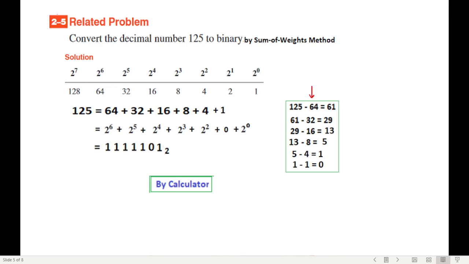So let's see, calculator mode change 4. Now we have decimal value, so it is showing decimal, so we'll write 125. Sorry, it is just jumping. So 125 equal binary, and you can see 5101. So we have 5101. So this is the answer.